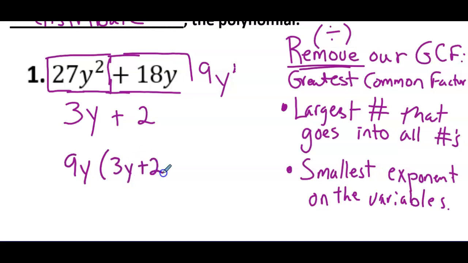Because if you remember correctly, when we were multiplying using the box method, we wrote our things on the outside, and then I multiplied these two terms to get this term, and I multiplied these two terms to get this term. Okay? So here we go. This is my factored form.